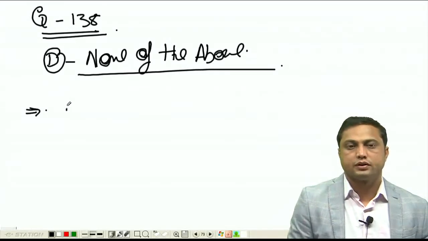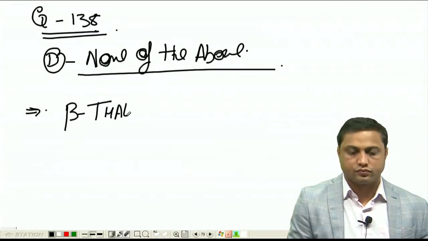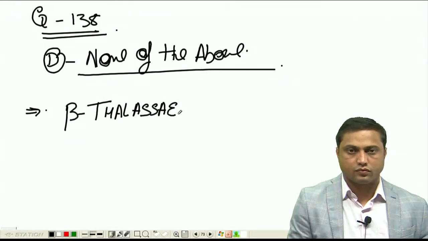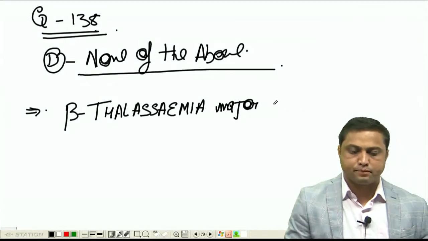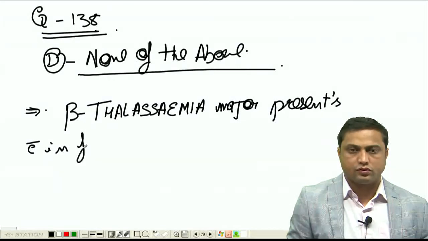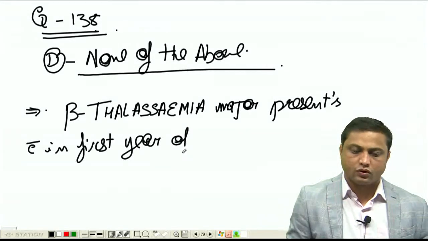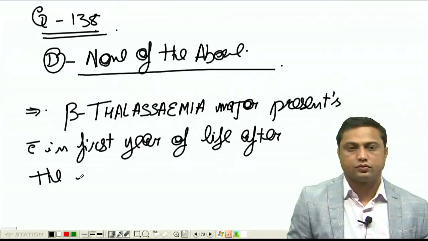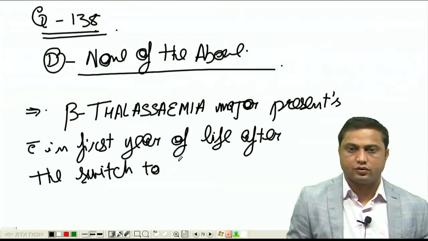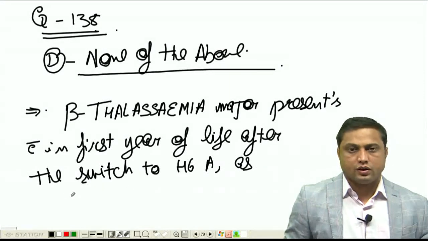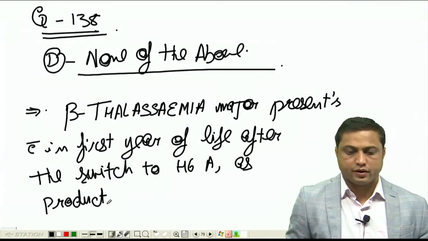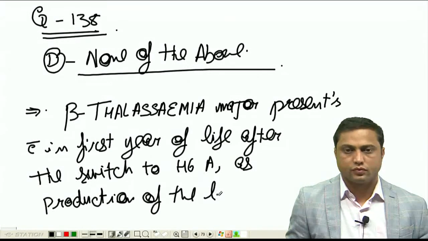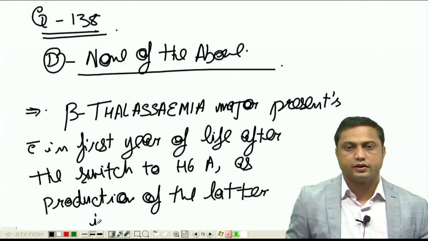Let's discuss a little bit about beta thalassemia. Beta thalassemia major presents within the first year of life after the switch to hemoglobin A, as production of the latter is severely impaired.